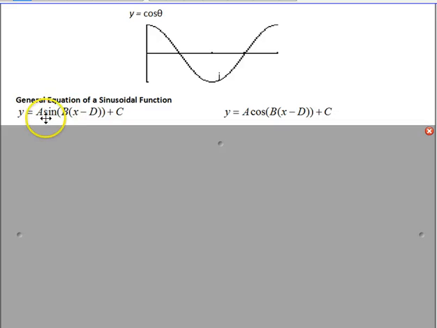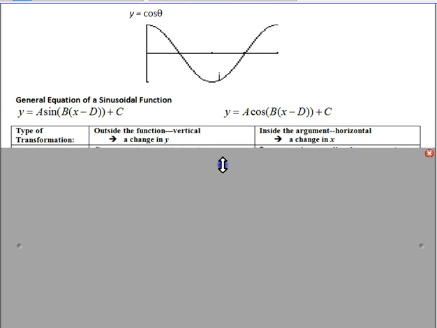by these four parameters, A, B, C, and D. So let's look at how those different parameters affect the function. First of all, I want you to notice that two of the parameters are outside the function, A and C, one multiplication and one addition. Those affect the vertical direction of the graph, or they cause a change in y. So anything outside the function affects y.